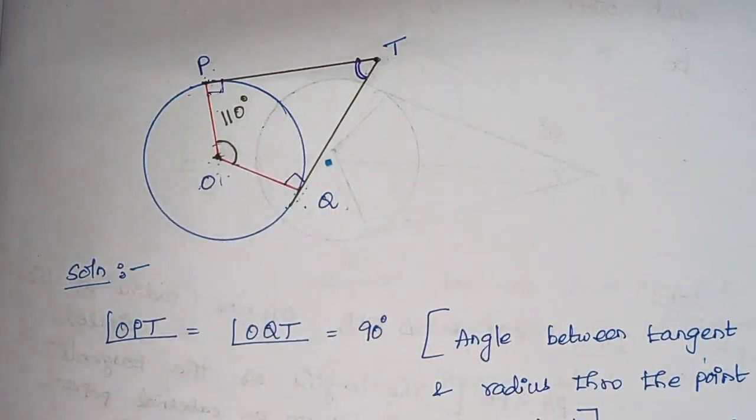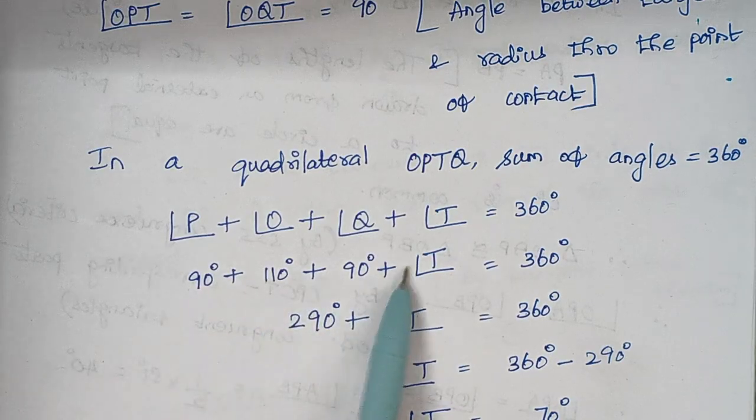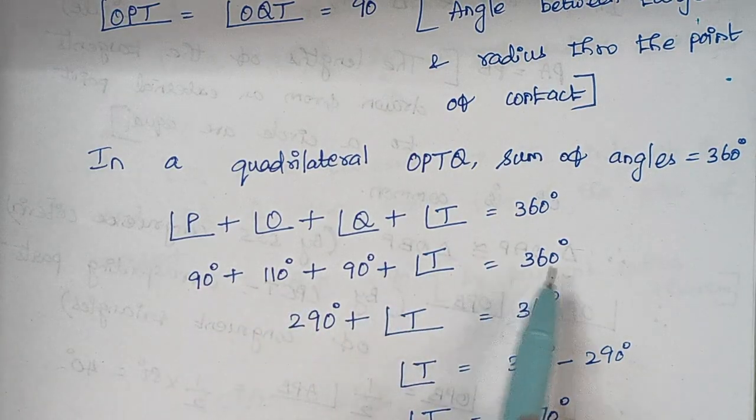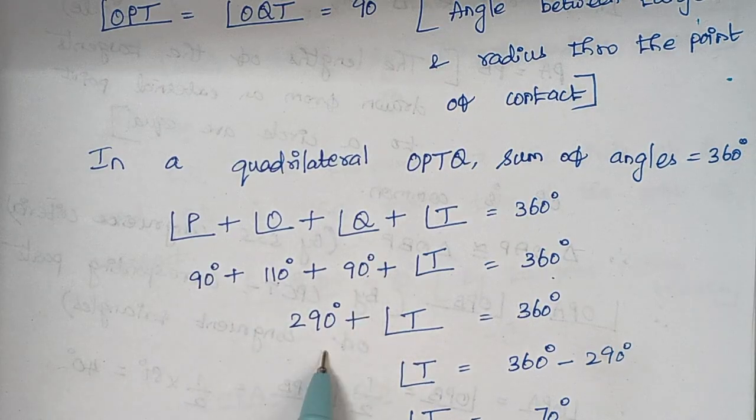So just substitute the values here. Once you substitute it, it is equal to 360. Here, when you add these three angles, it is equal to 290 degrees. We have to find the value of angle T.